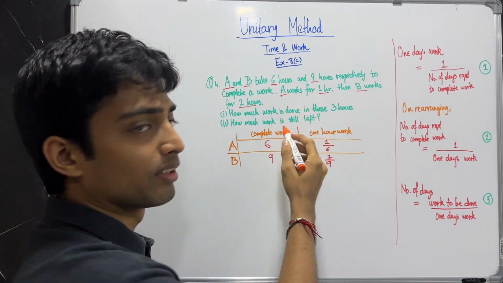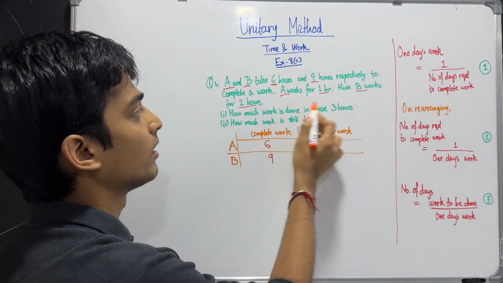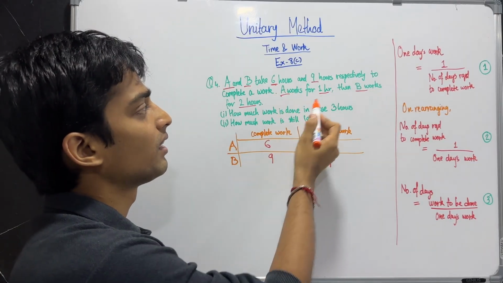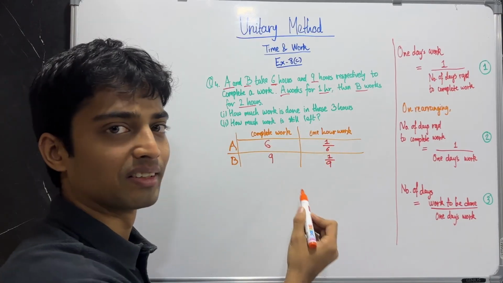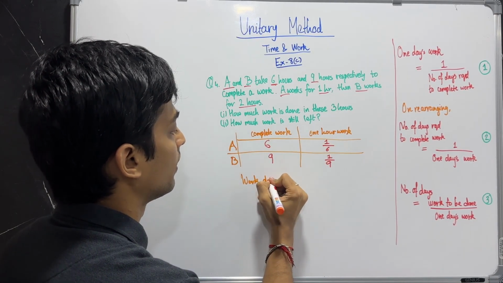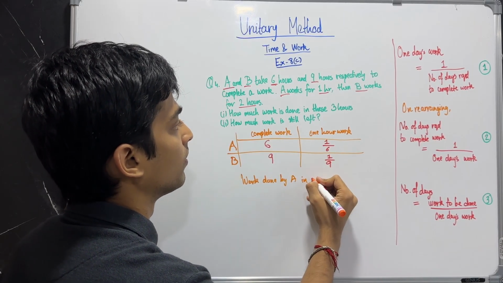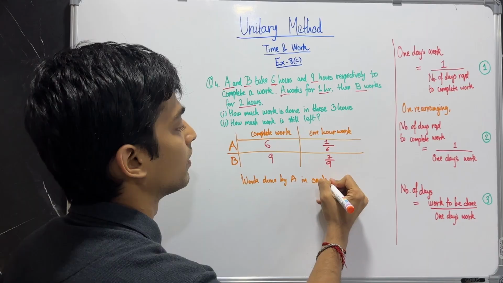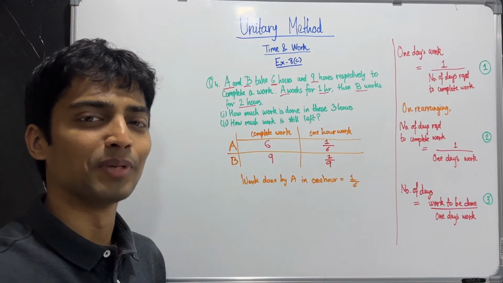Now A works for 1 hour, then B works for 2 hours. First A is working for 1 hour. So let's see how much work he completes in 1 hour. In 1 hour we already know he completes 1 by 6 work. So we can write work done by A in 1 hour is equal to 1 by 6. Okay, this much we know.